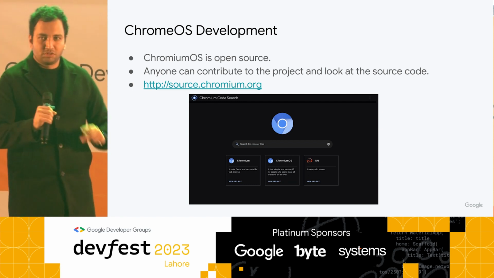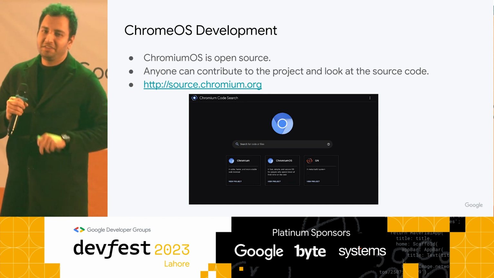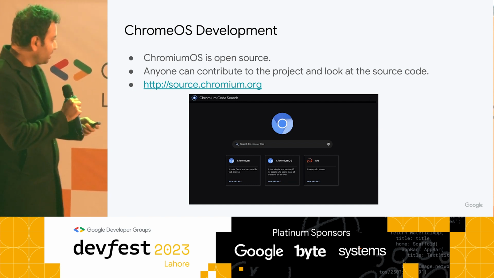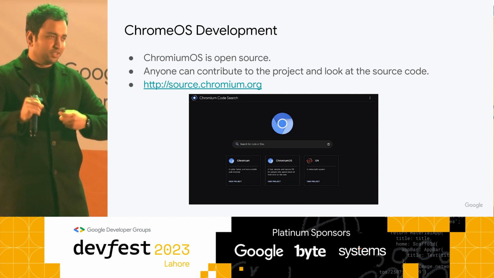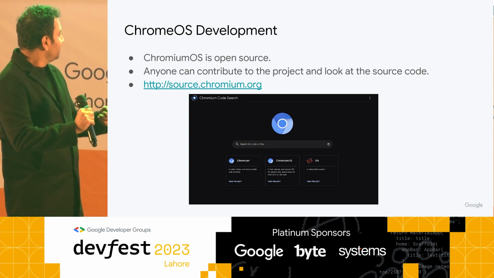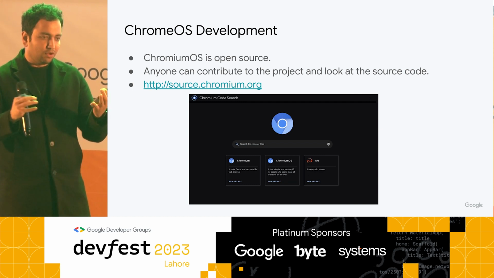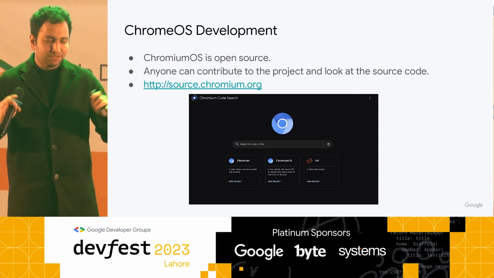Once you open it, you'll see something like this. This is the Chromium code search, a super useful tool. You can look up anything. It's super, super nice. You can click on a function and it will give you the whole stack traces, all the call stack, and it's super nice.